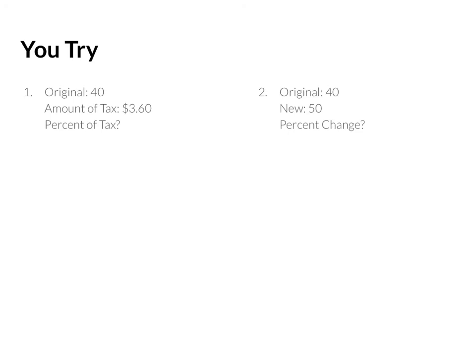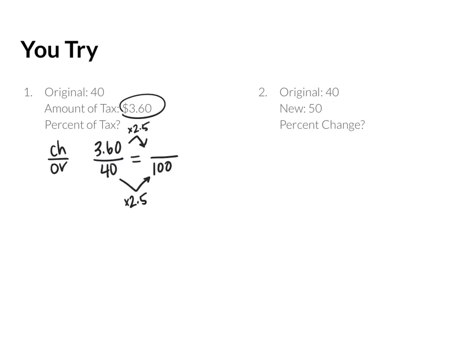What's the percent of tax? So you'll notice that it didn't tell you the price after tax, it gave you the exact tax amount. So when we're comparing the change to the original, the change was $3.60 and the original was $40. 40 goes into 100 2.5 times. And when I multiply that by 3.60, I get exactly 9. This means that there was a 9% tax.